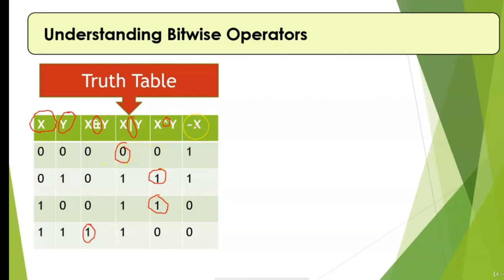In bitwise NOT, simply the value of X is reverted. So 0 becomes 1 and the second 0 also becomes 1 and so on. So that is how the truth table of the bitwise operators looks. Let's have an example and then it will be more clear.